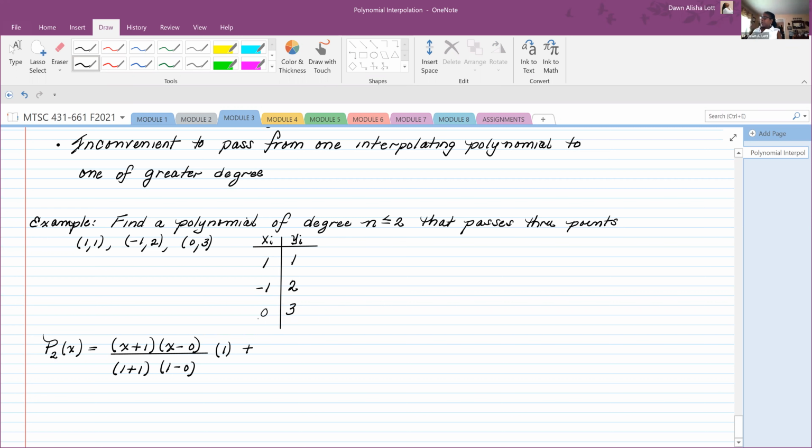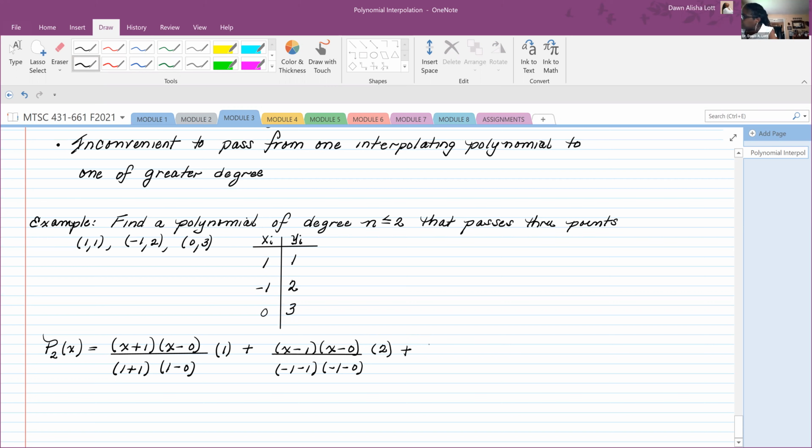And then we'll leave out the second one. So we'll have X minus 1 times X minus 0. And that'll be divided by 1 minus negative 1... negative 1 minus 1, negative 1 minus 0. And that'll be times the second value, which is 2.